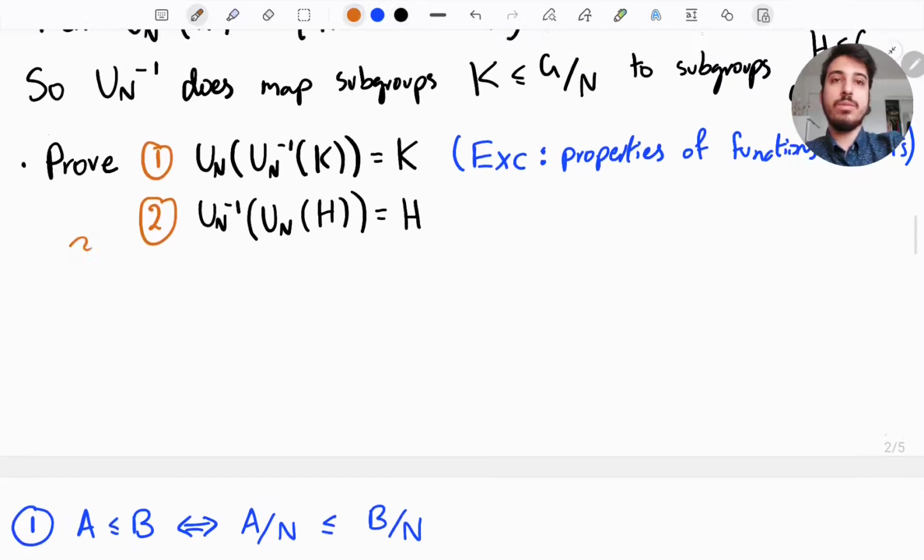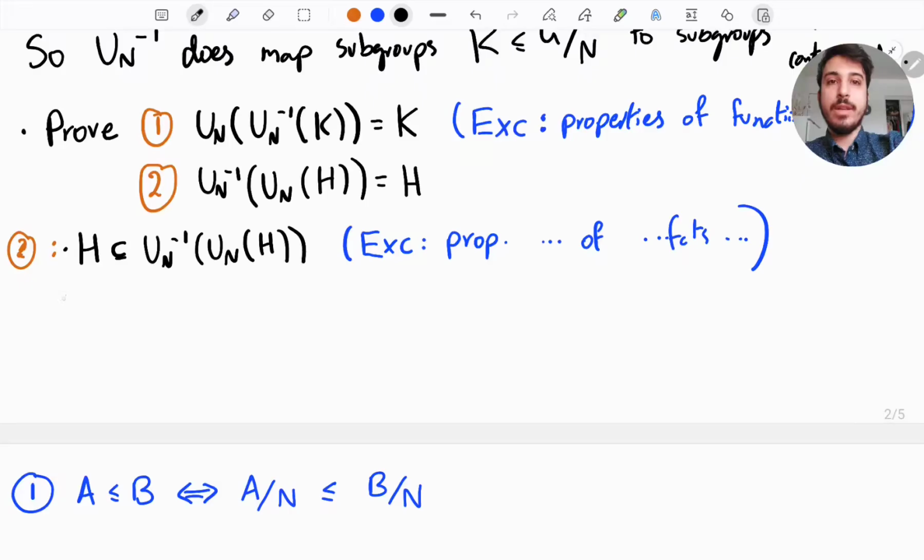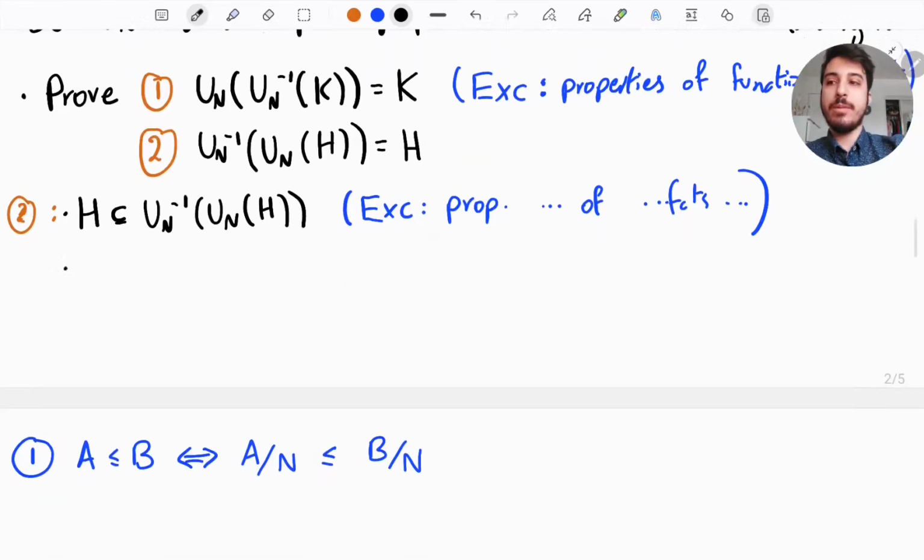To prove 2, we will prove the equality of sets by double inclusion. First inclusion, H is included in u_N inverse of u_N of H. This part here requires no group theory, and this is just set theory. I will leave this as an exercise again. The other inclusion, this I will prove.